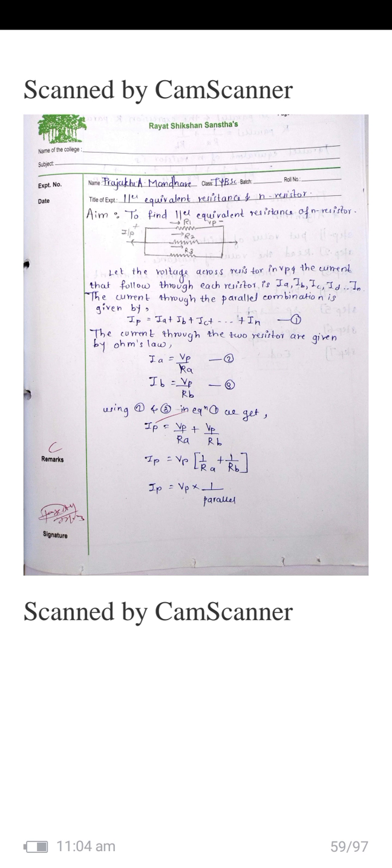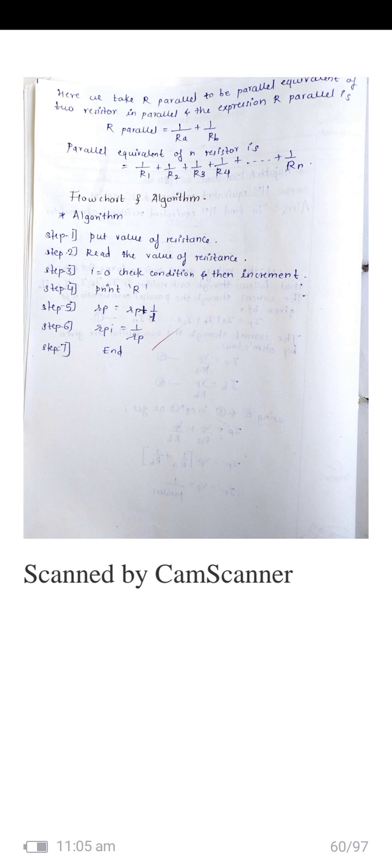Then VP is common, so taking it common, VP into 1 upon RA plus 1 upon RB. Then IP is equal to VP into 1 upon R parallel. This is the formula for the parallel resistance. This R parallel is the equivalent of two resistors in parallel, and the expression is 1 upon R parallel is equal to 1 upon RA plus 1 upon RB.